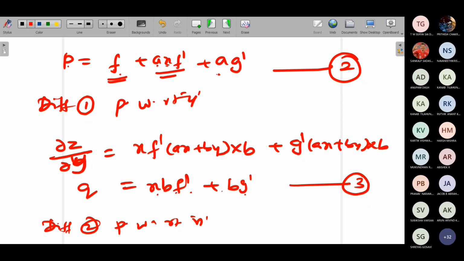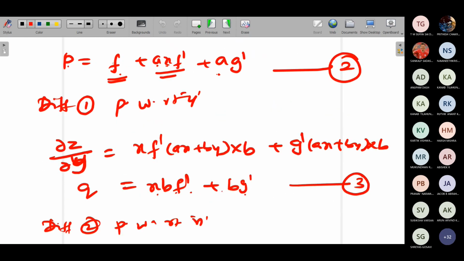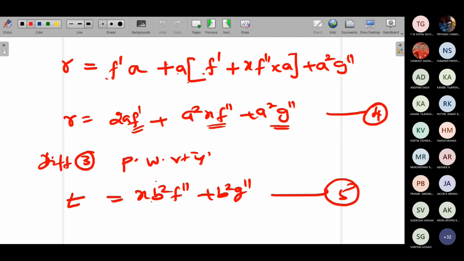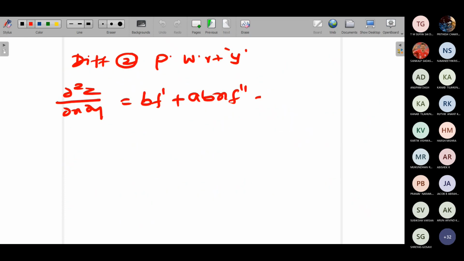F will become f dash into b, so we'll get b into f dash. The other term will be a into x into f double dash, so ab into x into f double dash. Then the third term will be ab into g double dash. Take this as equation number 6.